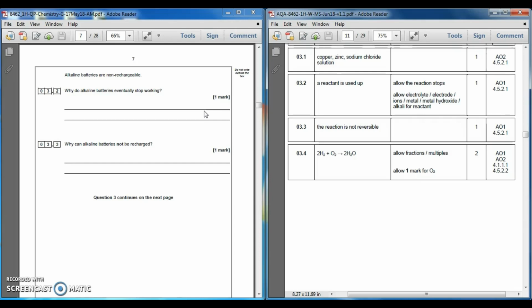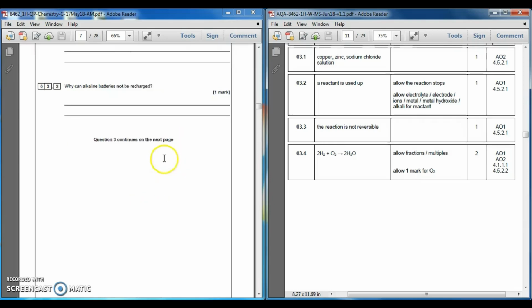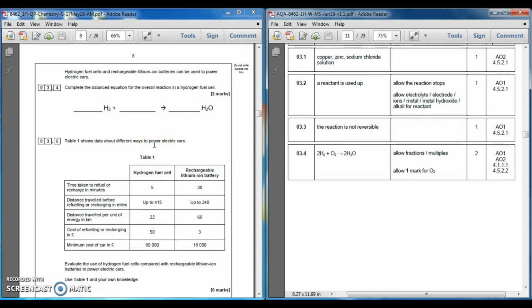For 3.3, why can alkaline batteries not be recharged? The reaction is not reversible. Now I know some people got 3.2 and 3.3 mixed up in what they wrote down in the exam and you'll be kicking yourself a little bit there, but always rest assured that you can always learn from that. It is about reading the question and making sure that you answer carefully, having read what you're expecting them to do. Okay. On 3.4, really well answered overall.